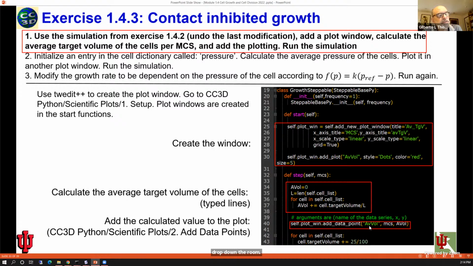Change the name that is put in default to use the same name you created the window in the first box here, AVVol, and add the point. This is the point at MCS, that is the value of the MCS where the average was calculated, and the value that was calculated, and that's it. So please do it, include those lines in your code now, please.